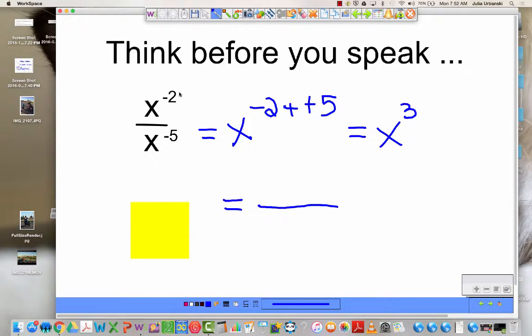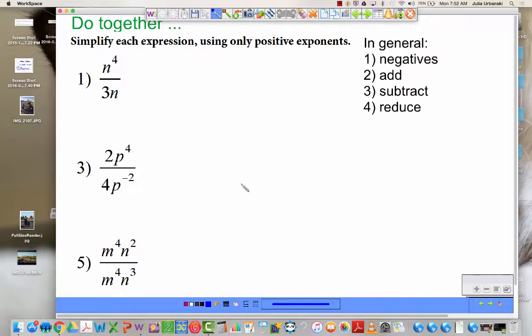X to the negative 2 goes where? Bottom. X to the negative 5 goes where? And now if you just do it that way, 5 minus 2 comes out to be x to the 3rd. And that way it's really easy to do it without making any little negative sign mistakes. Okay, so now pick up your pencils. Let's do a few together really quickly. In general, I move my negatives first so that I don't have to deal with them. Some of you could just go ahead and deal with your subtracting negatives, and that's fine as long as they're coming out right. Then I add what I can, then I subtract what I can, and then I reduce the numbers that are out in front.